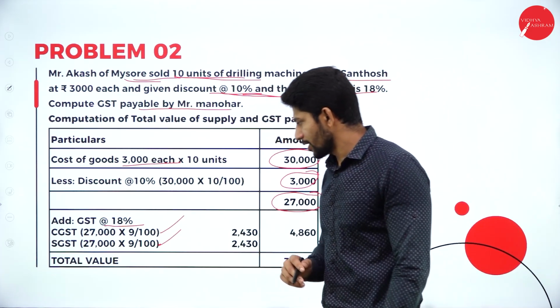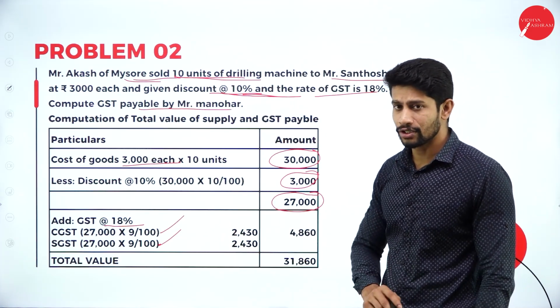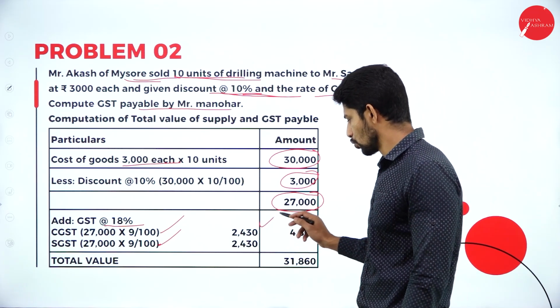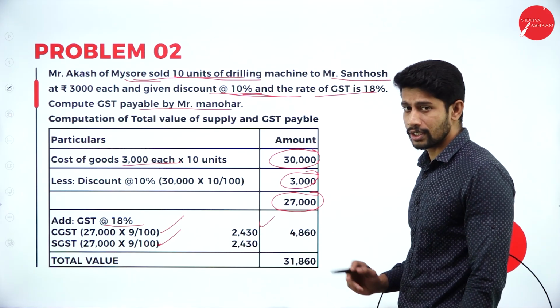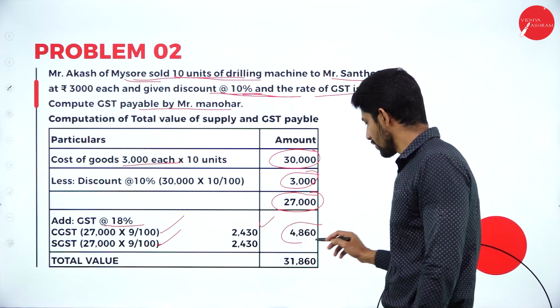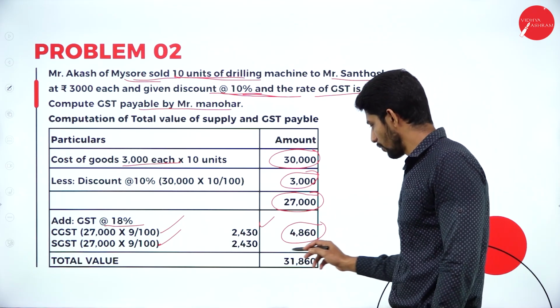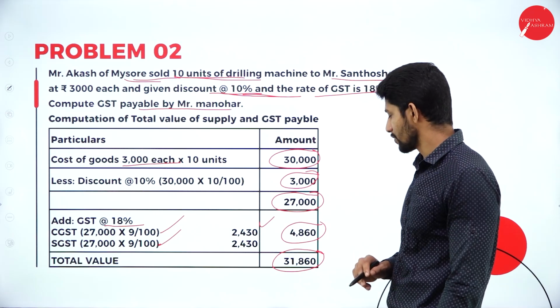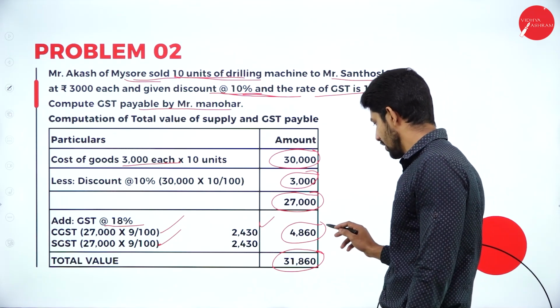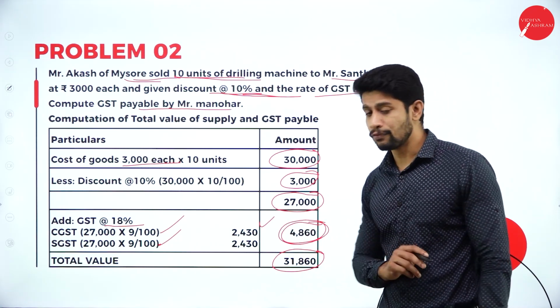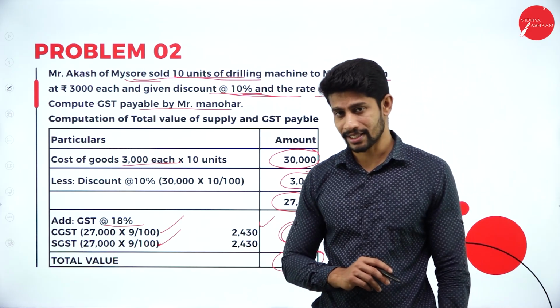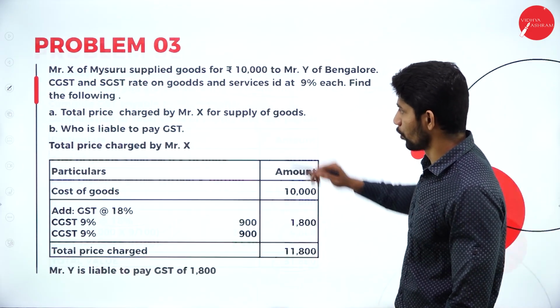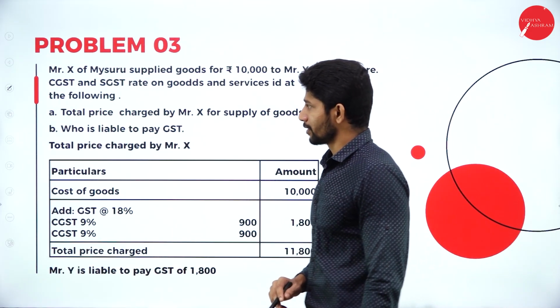So 27,000 into 9% and 27,000 into 9%, you will get 2,430, 2,430, total GST of 4,860. And now the total value of supply is 31,860. And here the GST payable is 4,860. Next, moving further, problem number 3.